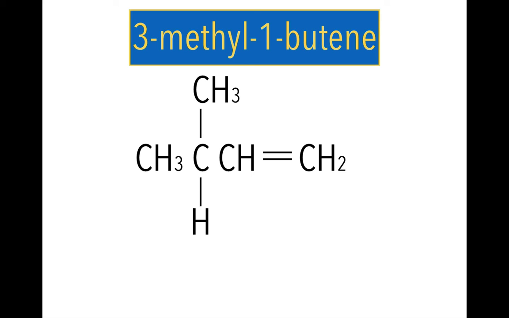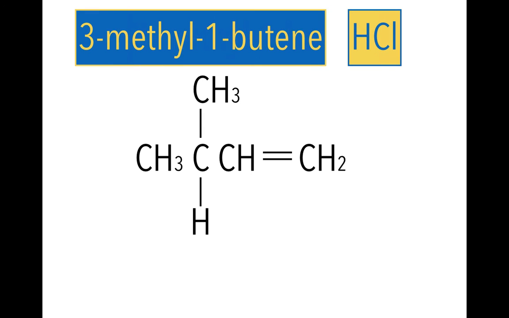If you recall from your naming system, that 3-methyl is referring to the third carbon and the methyl group that's attached to it. And then our 1-butene is referring to the double bond attached to that first carbon. So we're going to take 3-methyl-butene and create a reaction with hydrochloric acid. So we're going to discuss the mechanism of how the chlorine and hydrogen, how and why they end up where they do in this reaction.